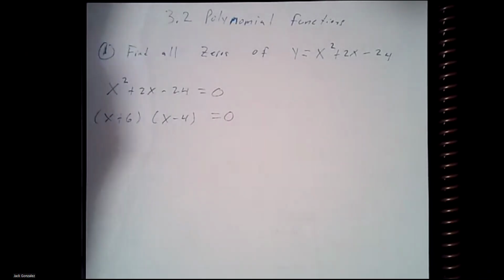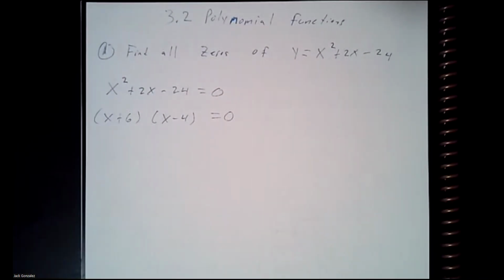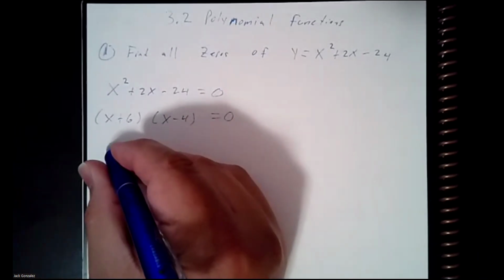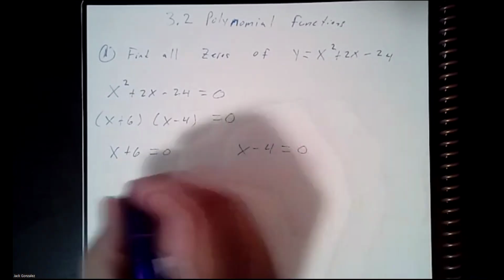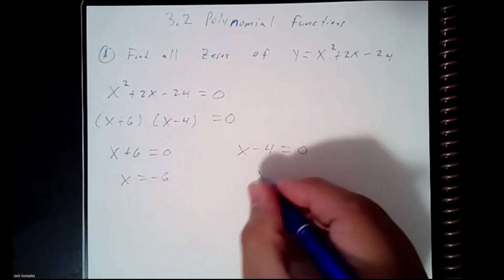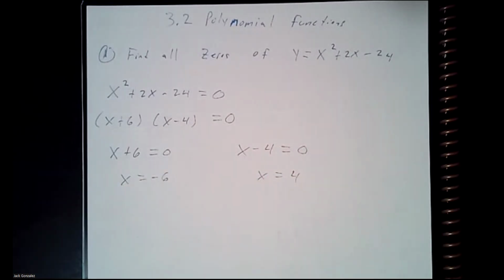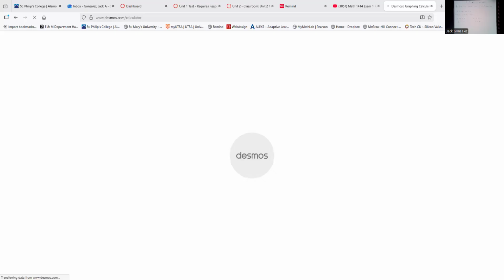Let me see if I can make that look a little prettier. Maybe it's my crappy pen. And then zero product property says you set it equal to 0, and you have your two zeros. So now let's open up Desmos. Wait, that is my Desmos. Okay.